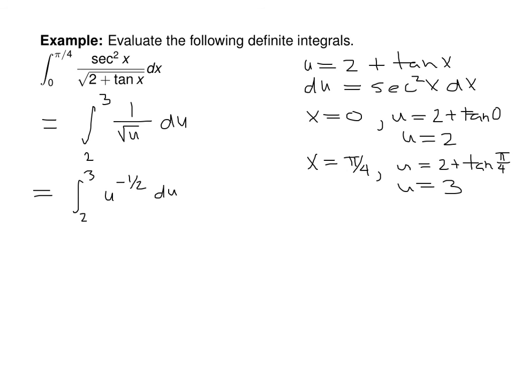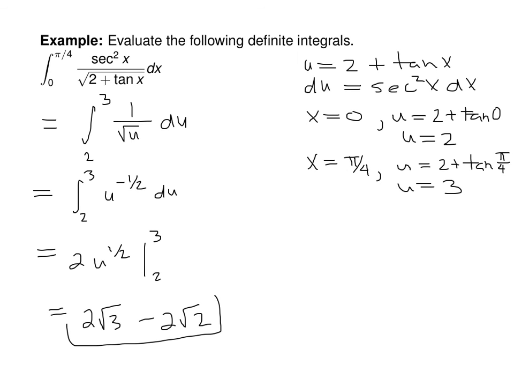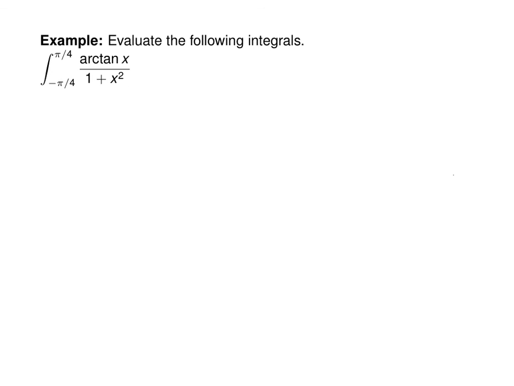Nice and simple. So the antiderivative there is 2u to the 1/2, evaluated from 2 to 3. And that is 2 square roots of 3 minus 2 square roots of 2. And that doesn't simplify any further. What I meant to say on this particular example is this.